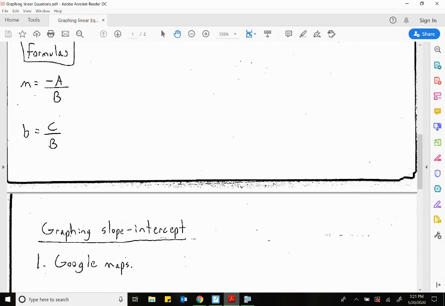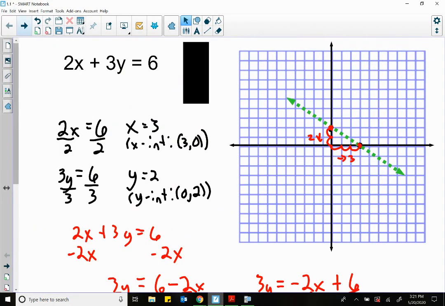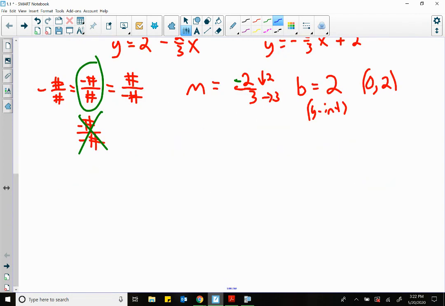Okay? So let's go back and let's look at this. I'm going to change up my color so that way you can see that we're doing a different method. So this is the A, this is the B, this is the C. A is always with X, B is always with Y, C is always by itself, because sometimes they'll mix this stuff around. So just know that. Okay? So if I come down here, I can now find the M.